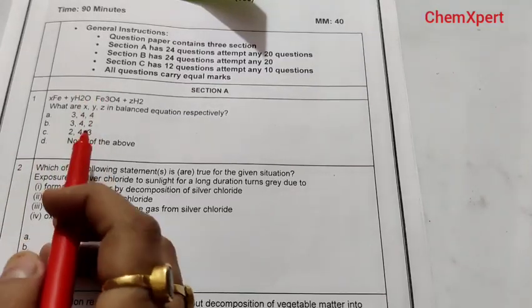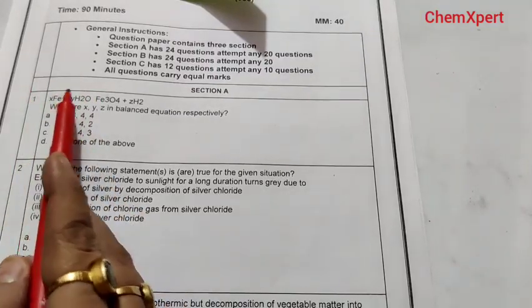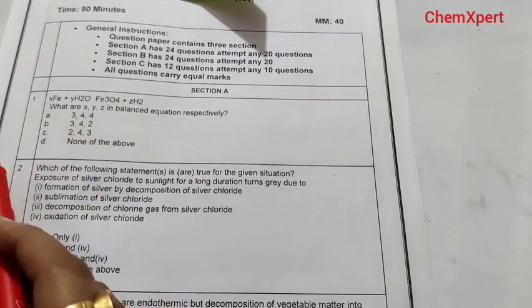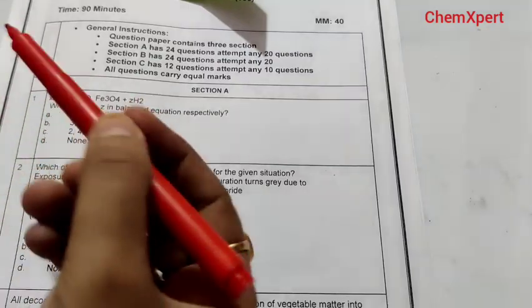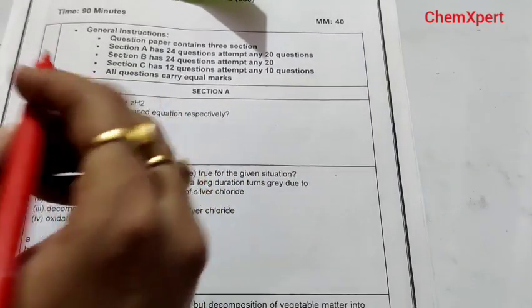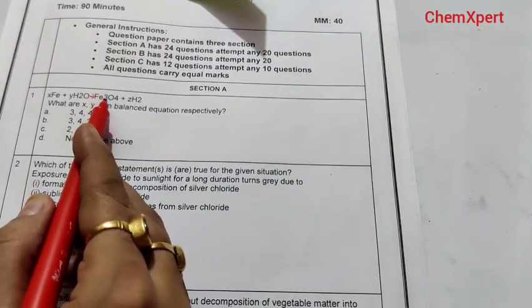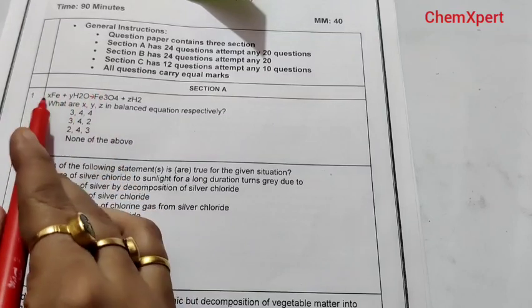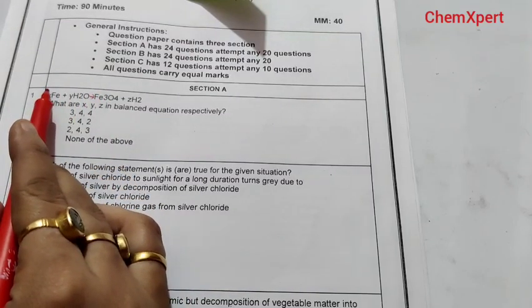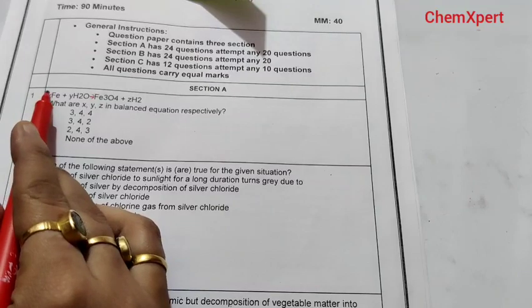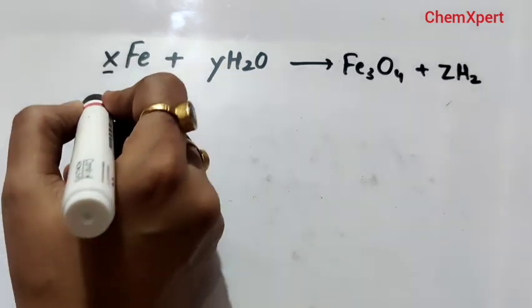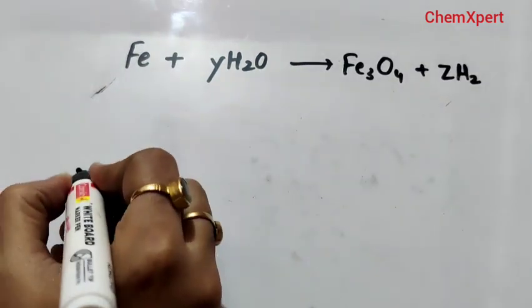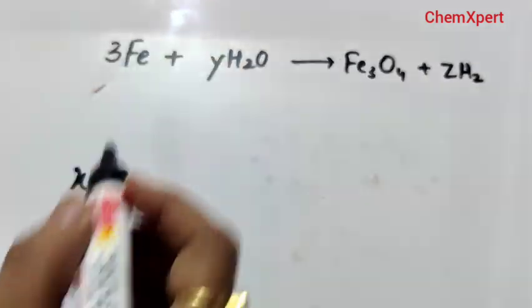So the first question is from chapter 1, where we have to balance this equation. The coefficients x, y and z are given in the options. Now for balancing this equation, Fe + H2O → Fe3O4, there is an arrow in between. So here there are 3 Fe, so we have to balance the Fe. The value of x must be 3. So for balancing Fe we place x as 3. If we place x equal to 3, now this is the equation.